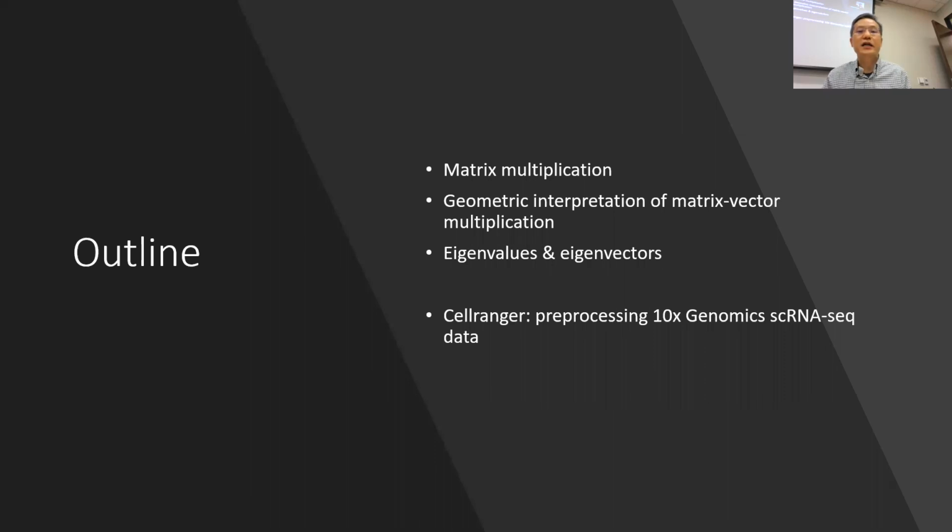Another is the geometric interpretation of matrix-vector multiplication. So if you use a matrix to multiply a vector, if you didn't know that before, after the lecture hopefully you can explain that in your own language. And then I hope I can explain eigenvalues and eigenvectors in a clear way.